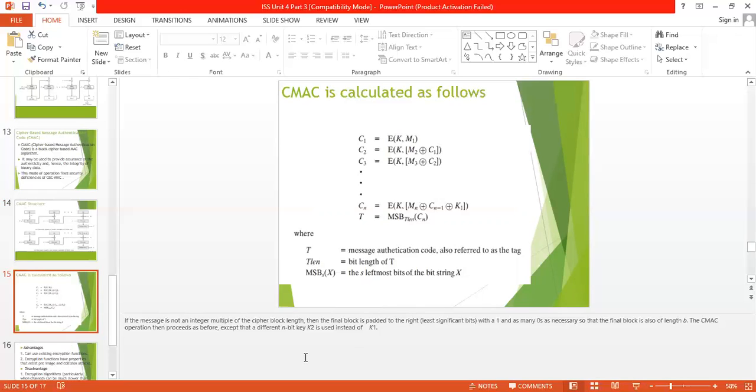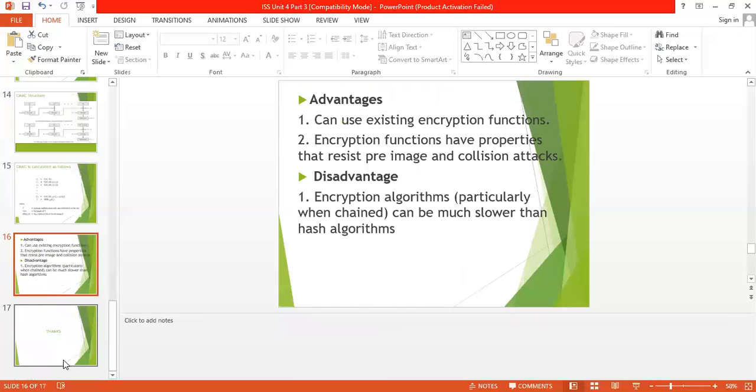If the message is a non-integer multiple of the cipher block length, then the final block is padded on the right with a one and as many zeros as necessary so that the final block is also of length b. The CMAC operation is then processed as before, except that a different n-bit key K2 is used instead of K1. So this is the CMAC.